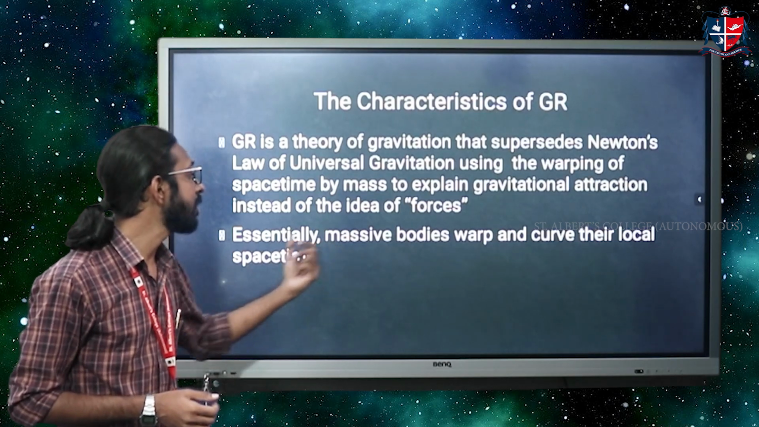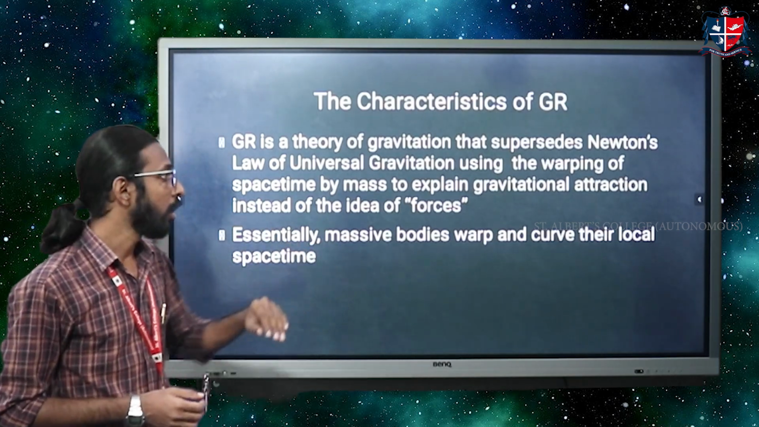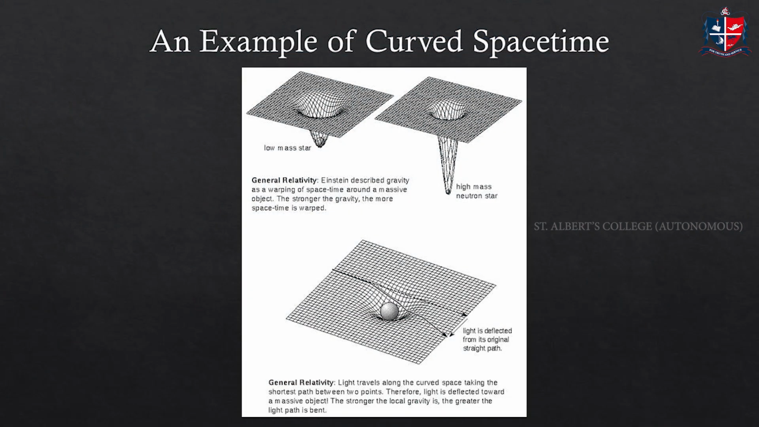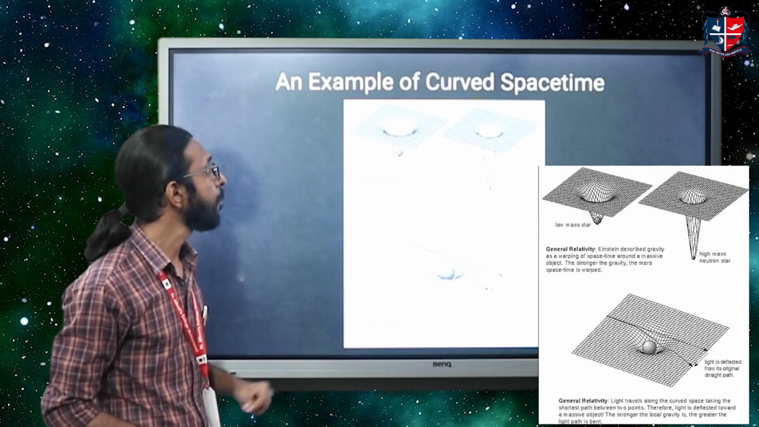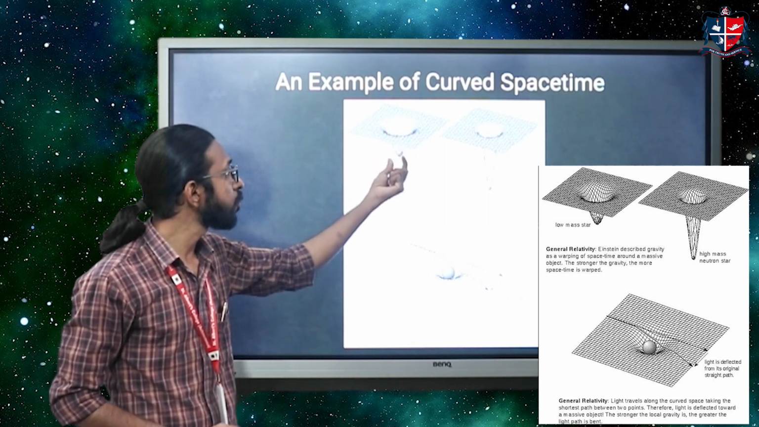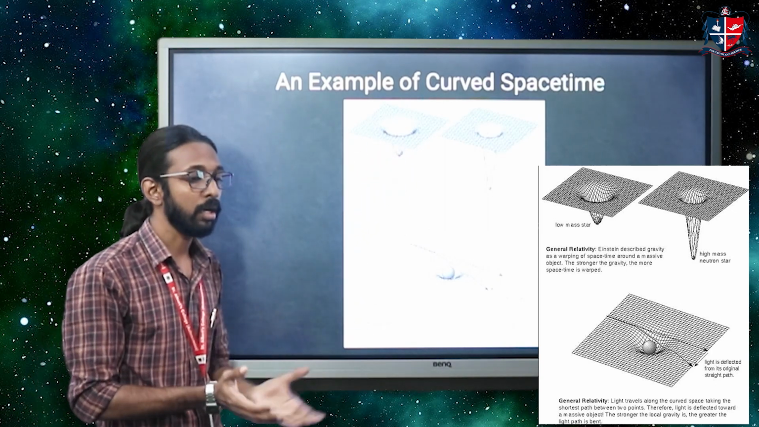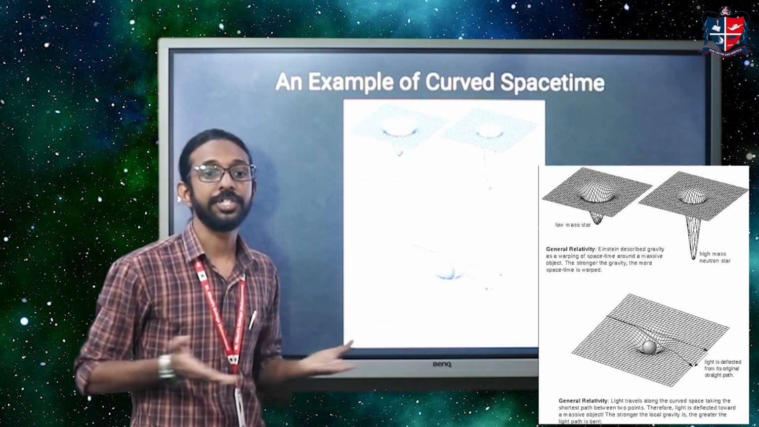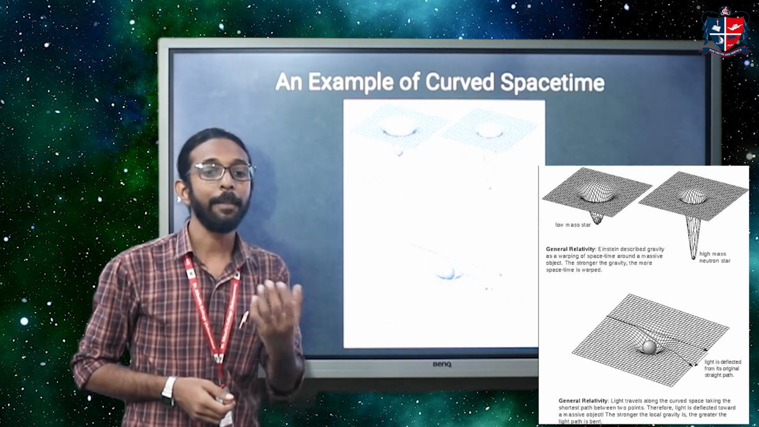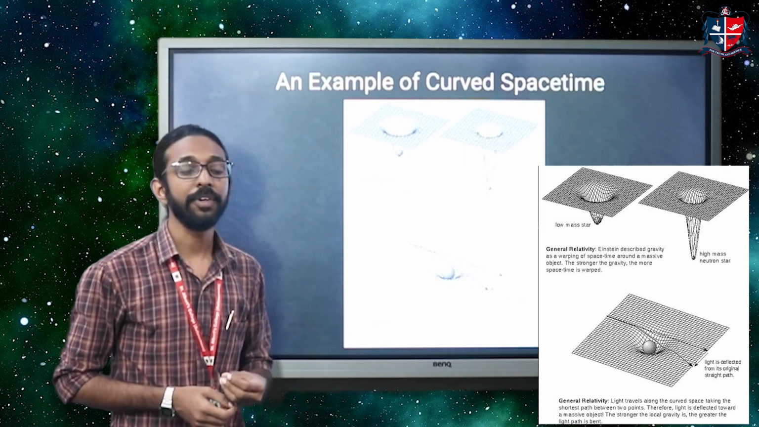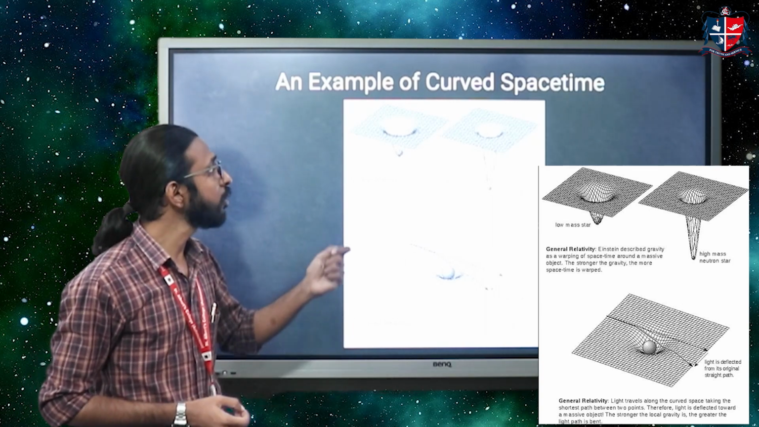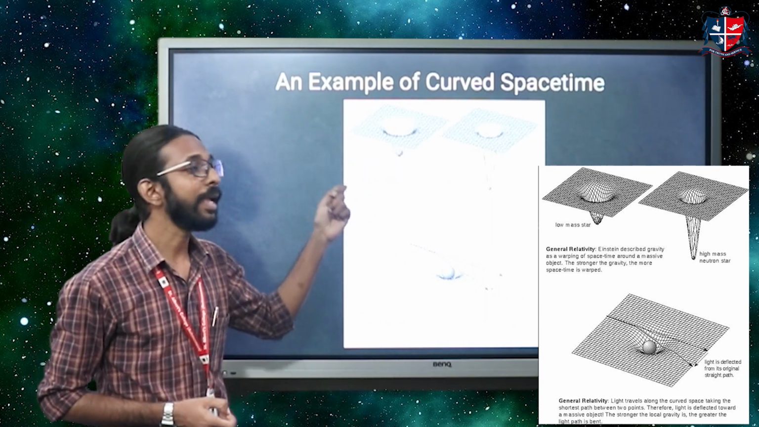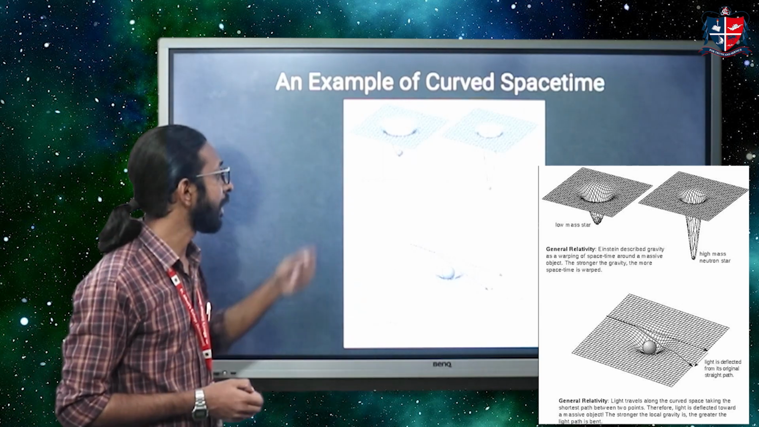And so that's what it says here. Essentially, massive bodies warp and curve their local space-time. So we'll see a diagram to explain the same thing. Imagine this sheet is space-time, and if you have a massive star or a mass here, that mass of the star will warp the space-time just like a curvature. Imagine you have a trampoline or an elastic sheet that is stretched out, and you put a massive ball, a bowling ball for example, in the middle of it. We'll see that there is a curvature, right? Similarly, the space-time will be curved or warped by high-mass objects like stars.